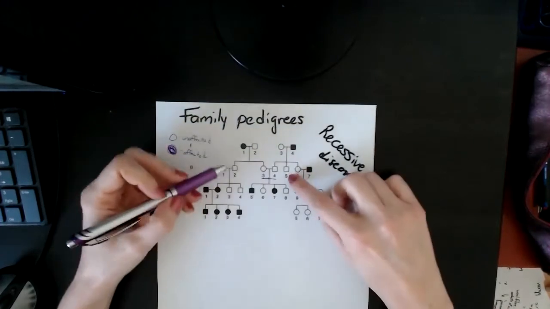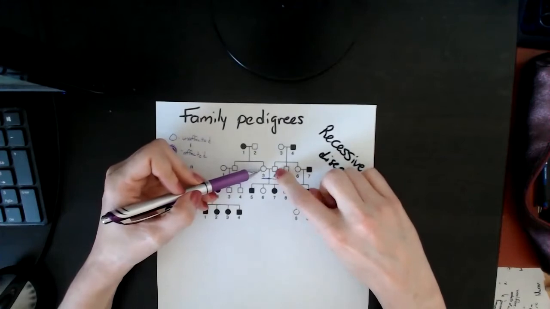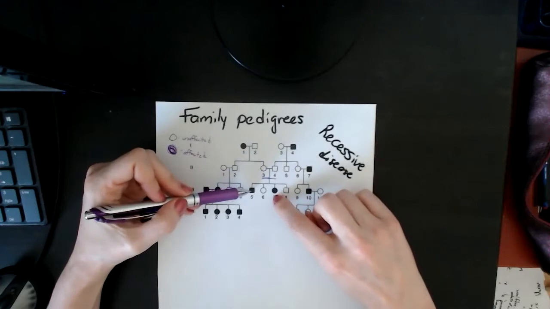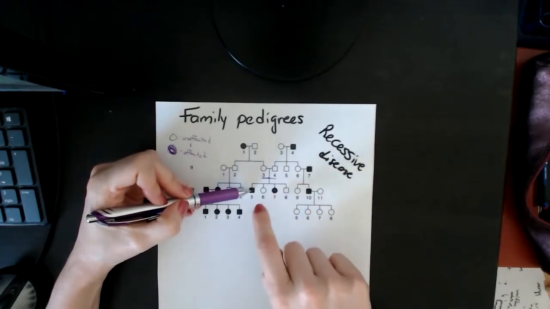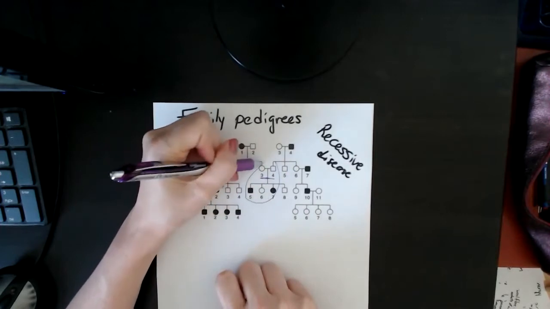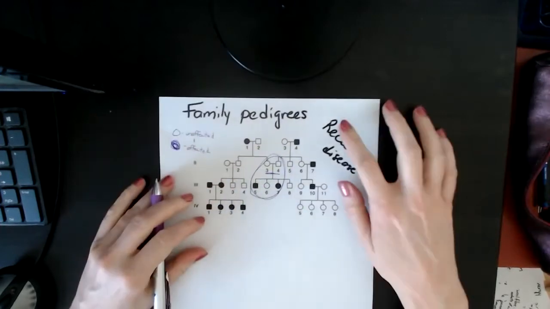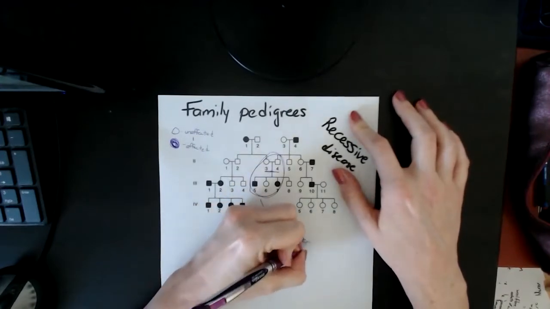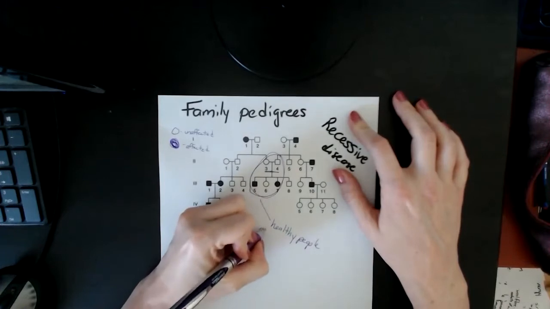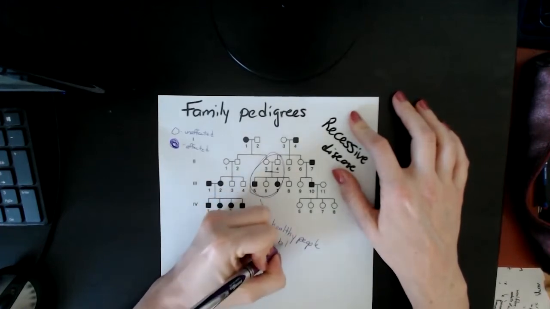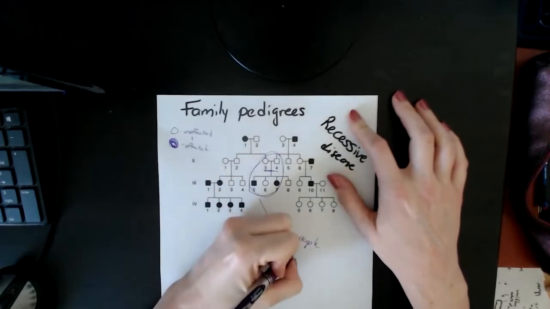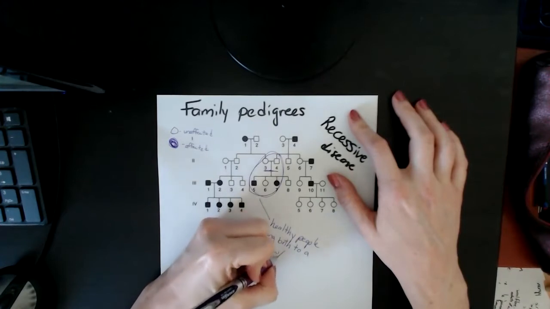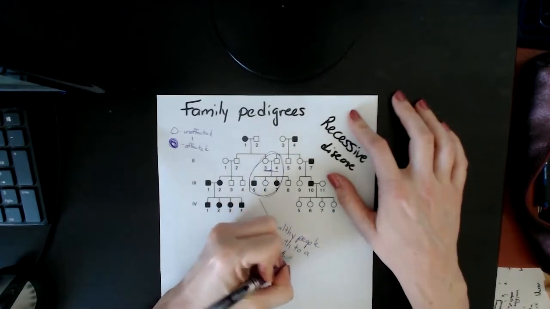If you look at individuals 3 and 4 in the second generation, neither of these people are affected. They are healthy, and yet they have children who have the disease. This is the hallmark of a recessive disease: you have two healthy people giving birth to a person with the disease. With stands for with the disease.